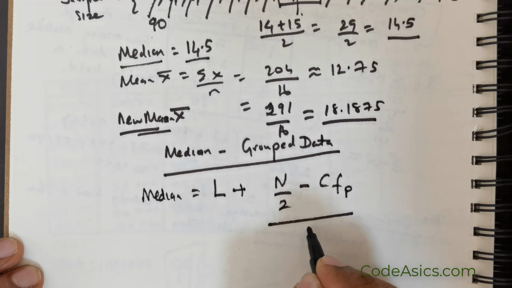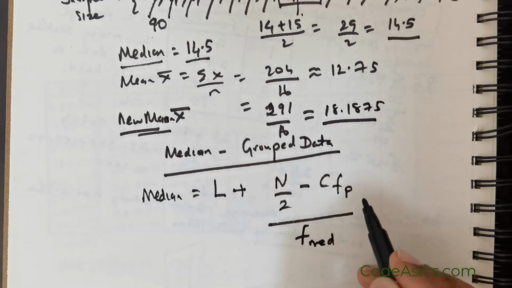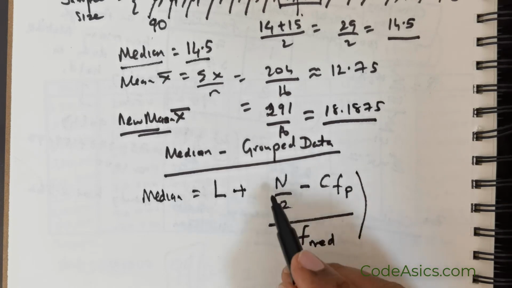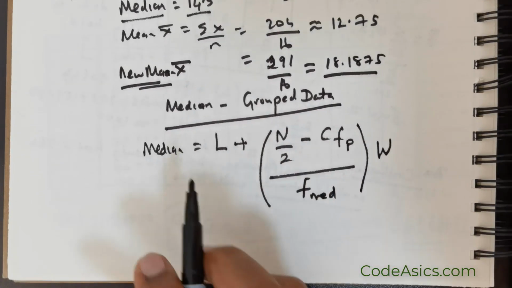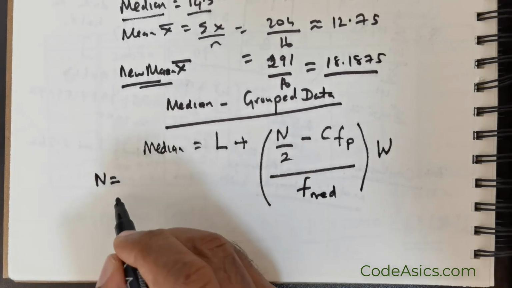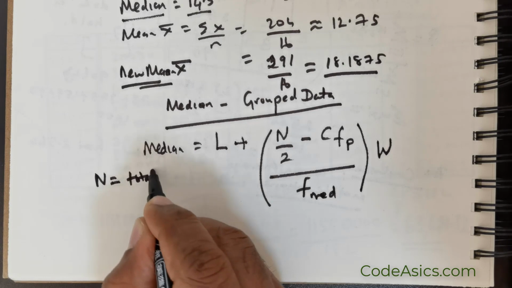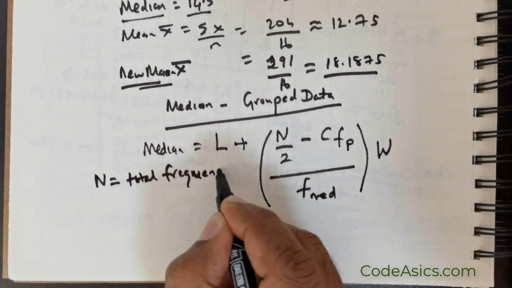(N/2 minus CFP) divided by FMED. I'll explain to you what the MED stands for. So this entire thing has to be multiplied with W, and let me explain these things. N is nothing but total frequency. Total frequencies.